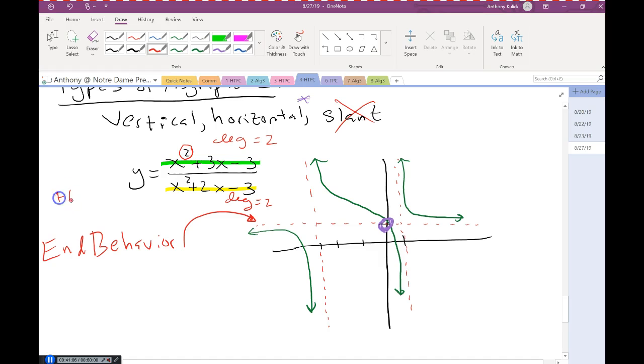So my horizontal asymptote will be the leading coefficient of the numerator, that's 1, over the leading coefficient of the denominator, that's 1. And what do we see in the graph that our asymptote-ish thing is? Y equals 1.